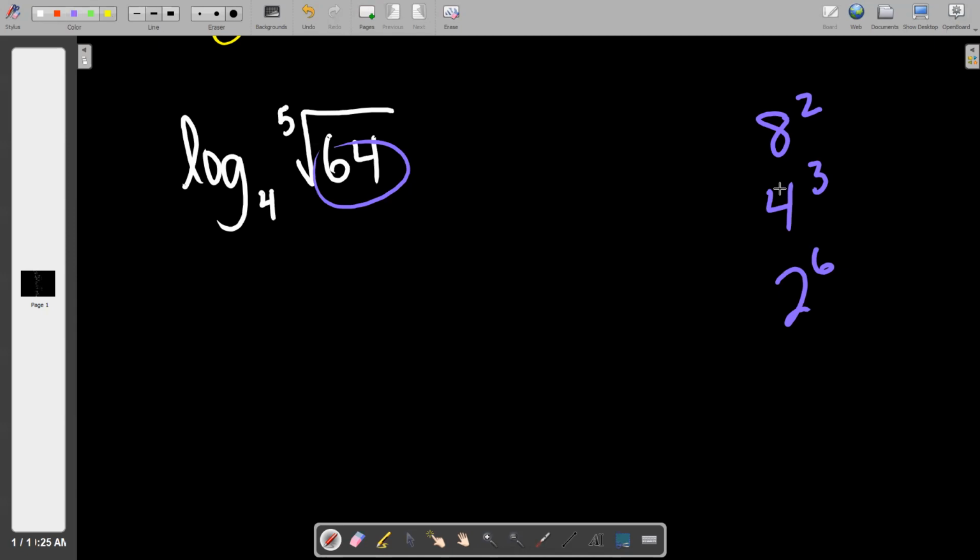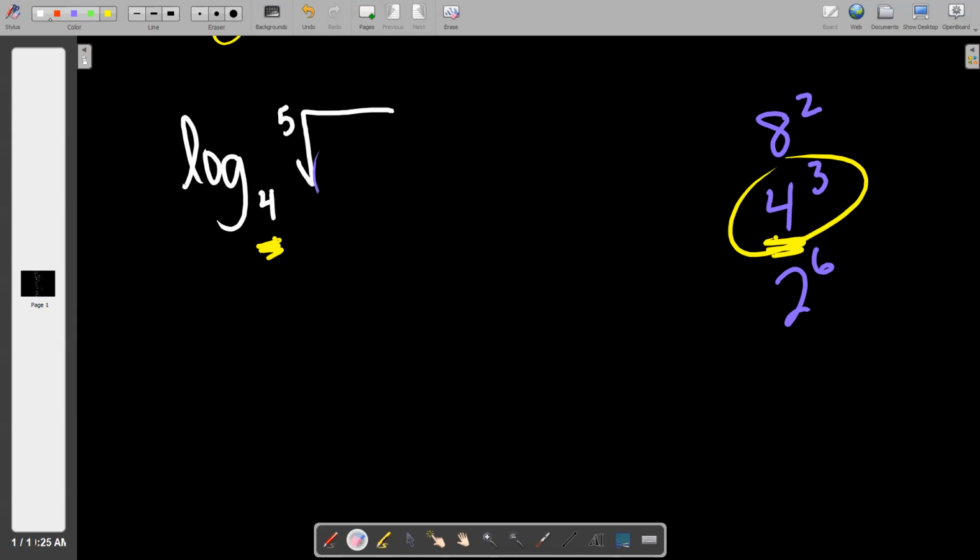And I want 4 to the 3rd because I want the base 4 to match the base of my logarithm so that I can shortcut and get the best, quickest answer possible. So I'm going to take the number inside, the 64, and I'm going to rewrite it as 4 to the 3rd.